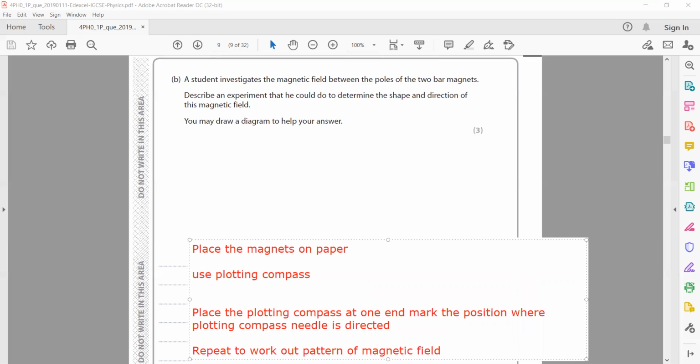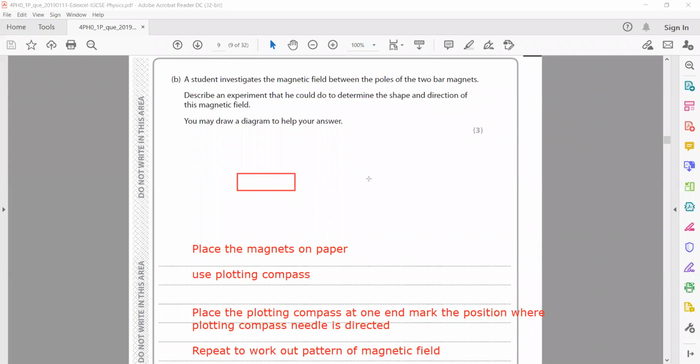So simply what we'll do, we'll use a paper, place the magnets, then use a plotting compass and mark the position where the needle of the plotting compass is pointing, and repeat the procedure with different positions so we can work out whether the student is investigating north-south or north and north. So we'll place a plotting compass at one point, mark where the needle is pointing, mark another point and repeat the procedure with different positions of the plotting compass.